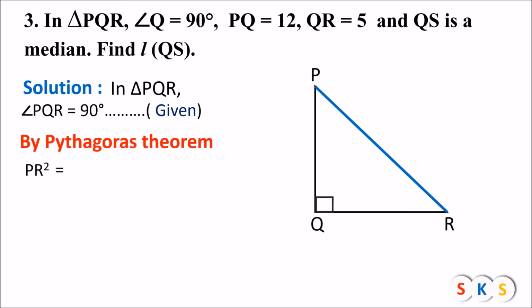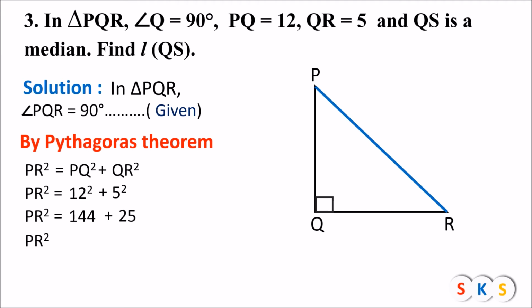Therefore PR square equals, the value of PQ is given as 12, so in place of PQ we write 12. So we get 12 square plus QR. What is the value of QR? In this question it is given as 5, so in place of QR we write 5. So 5 square. PR square equals the square of 12, which is 144, plus the square of 5, which is 25. Therefore PR square equals 169. Therefore PR equals the root of 169, which is 13. So PR is 13. So I got the length of the hypotenuse.